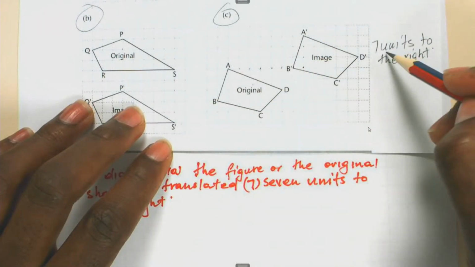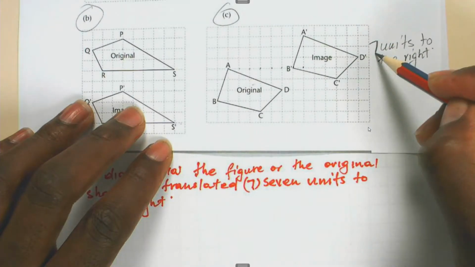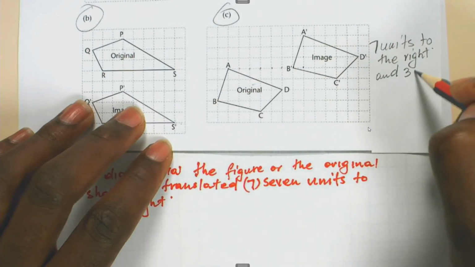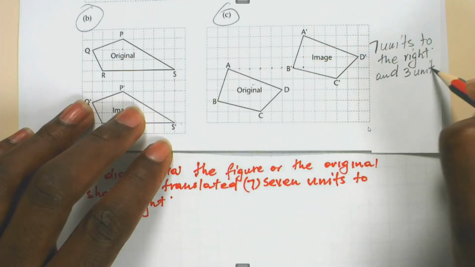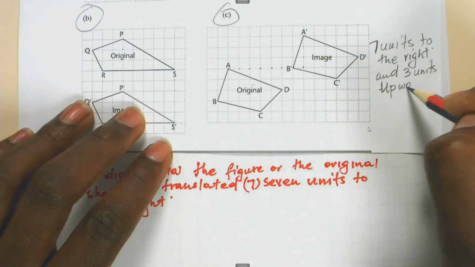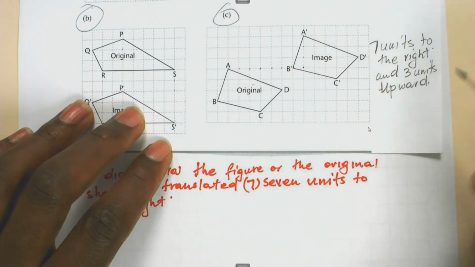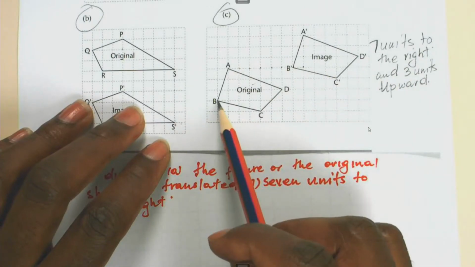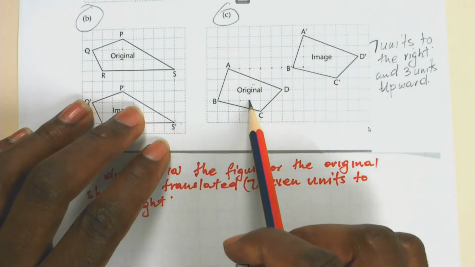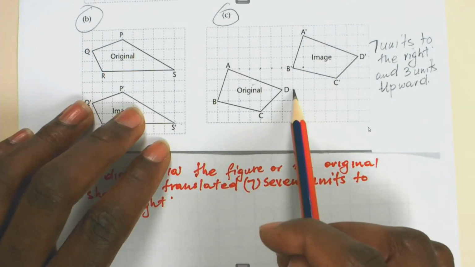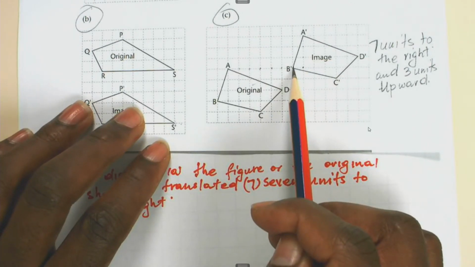So it was moved 7 units to the right and 3 units upward. Let us check B as well. 1, 2, 3, 4, 5, 6, 7 units to the right, 1, 2, 3 units upward.